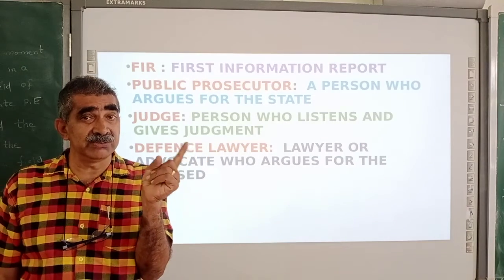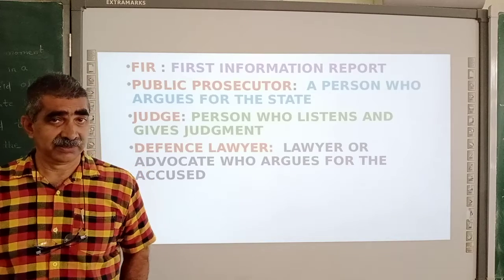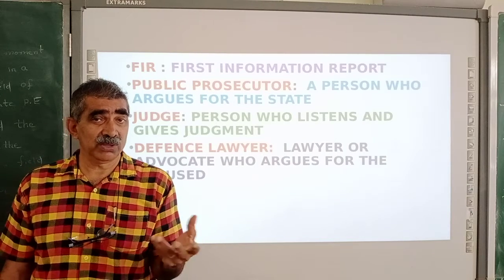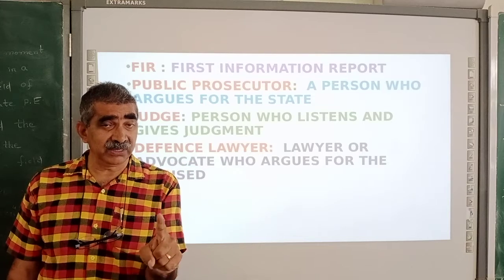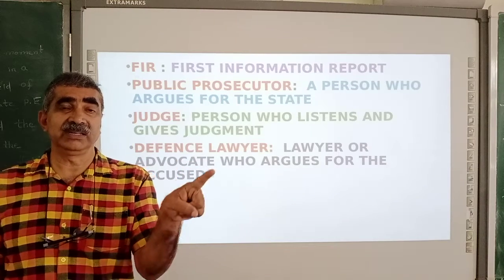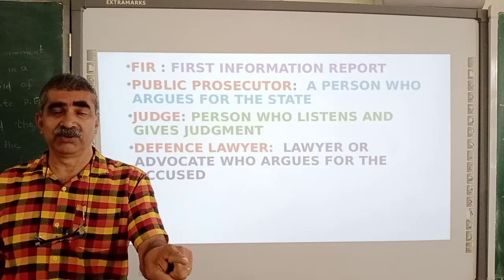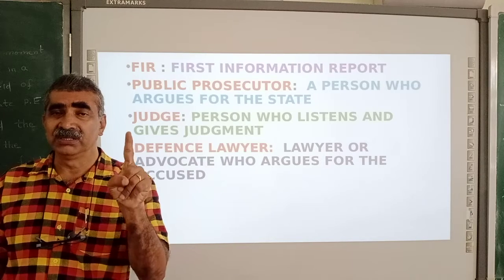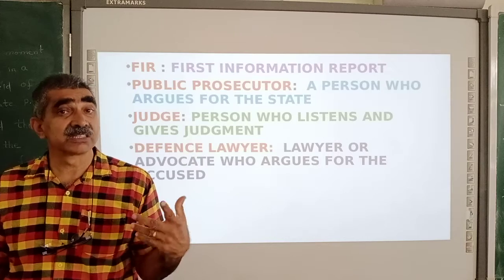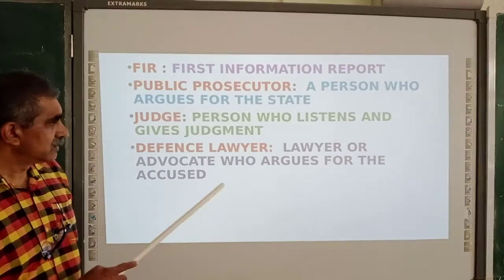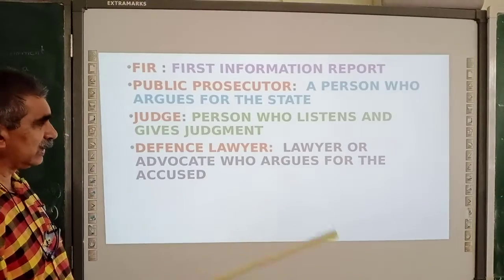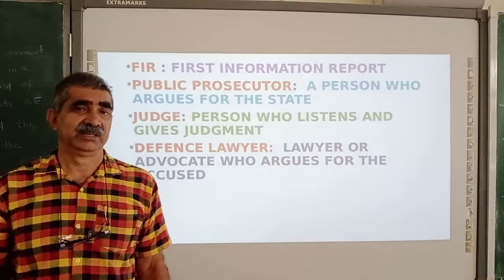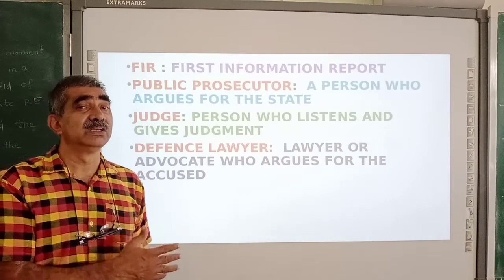Until and unless the judge gives the judgment, he is not a criminal. He is only an accused person. So we cannot even call him a criminal, because we are not sure. After the judge has heard everything, the judge gives a judgment that he has severely beaten up, and he should be given punishment of 1 or 2 years, then he becomes a criminal. Till it is proved in court, he is not a criminal. He can be an innocent person also. So that's a defense lawyer, a lawyer or advocate who argues for the person who is blamed of doing the mistake. Such persons are called defense lawyers.